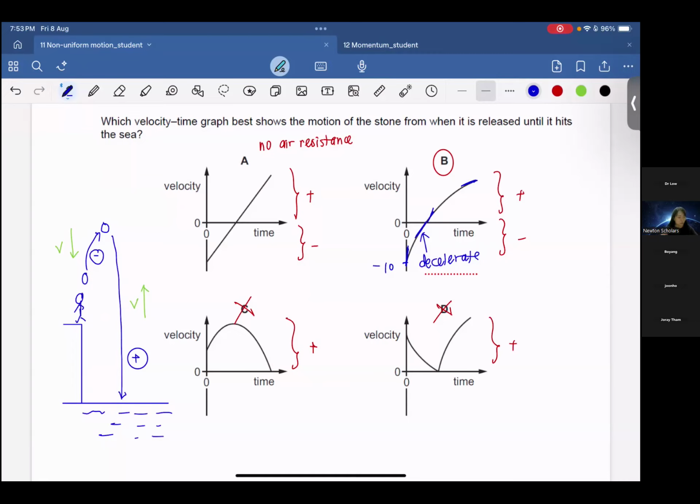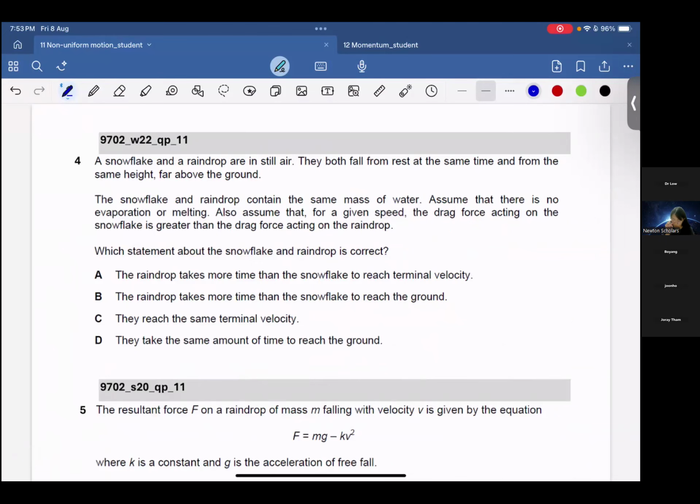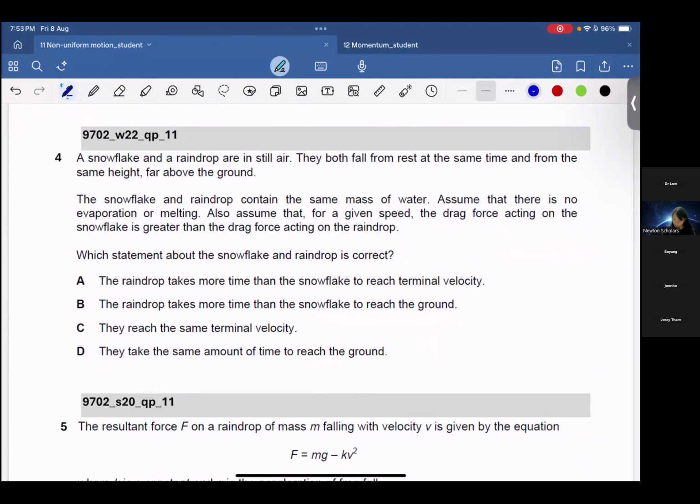Fawal, correct. Okay, next we go to question number 4. My dear, we go to question number 4. You read it and then type your answer in the chat box. Same mass. Rasan, correct. Good job.